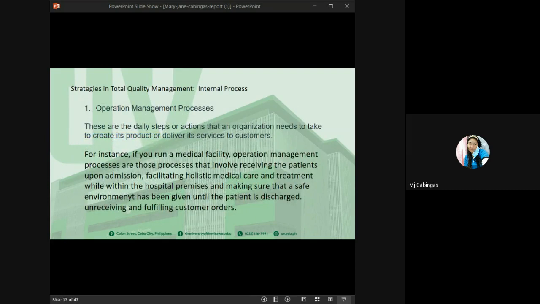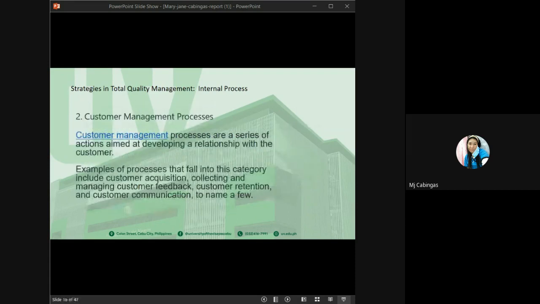And then number 2, customer management processes. Customer management processes are a series of actions aimed at developing relationships with the customer. Examples of processes that fall into this category include customer acquisition, collecting and managing customer feedback, customer retention, and customer communication, to name only a few.